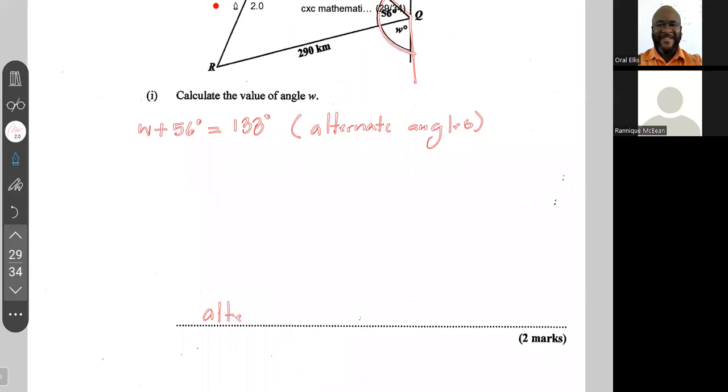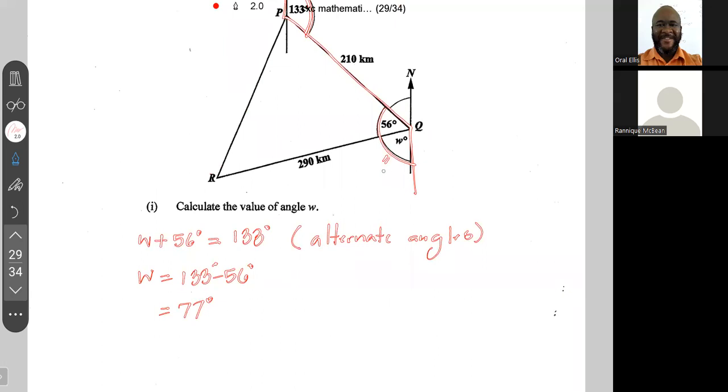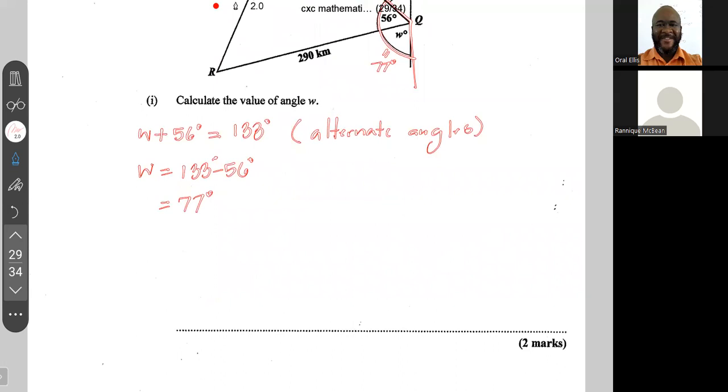Well, I don't think it matters in this question. It's not like the question before. Let's write my reason beside it. So W is equal to 133 minus 56. 133 minus 56. W is equal to 77 degrees. So W here is 77 degrees. What next now do we need to calculate?